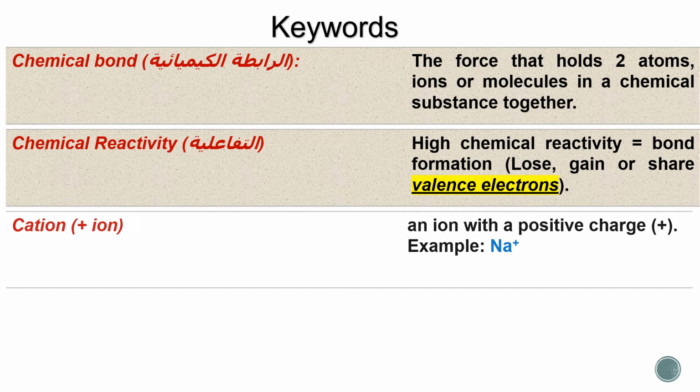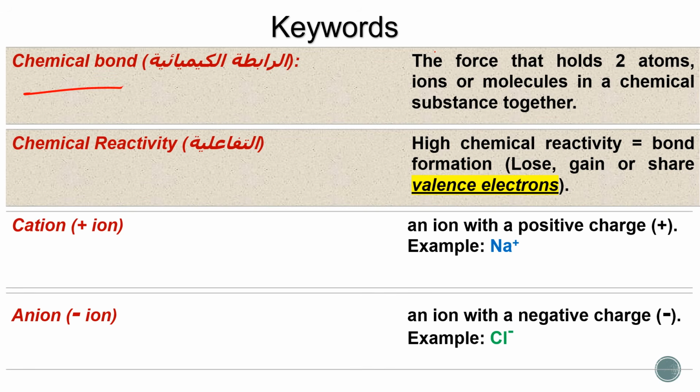Now these are some keywords. Have a look at it. Chemical bond. So chemical bond is the force that holds two atoms or ions or molecules together. الرابطة الكيميائية. Chemical reactivity. Chemical reactivity explains how reactive a substance is. تقول لك مدى أو قوة التفاعلية حق الذرة أو الأيون أو المركب. So high chemical reactivity means bond formation is easy. So if you have high chemical reactivity, it means you can create chemical bonds easily. That means lose, gain, or share valence electrons.